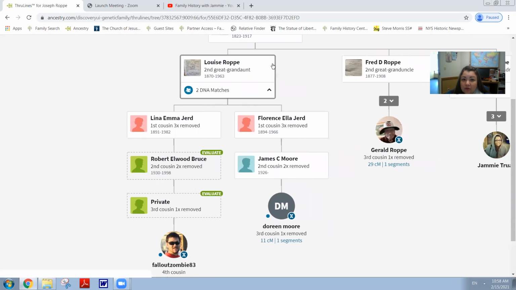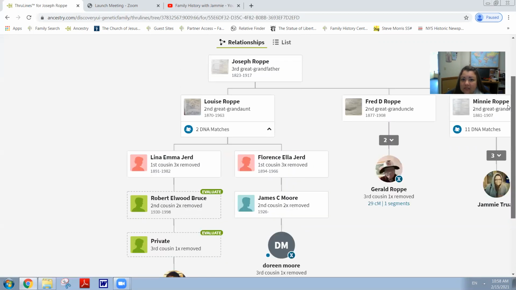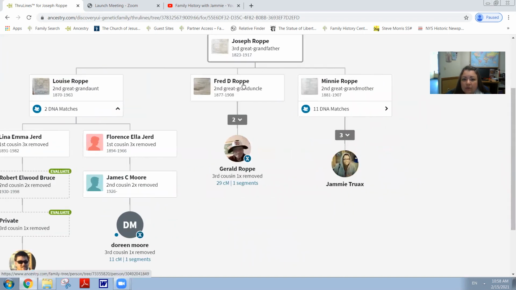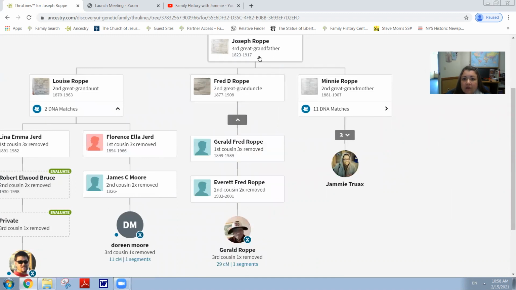But through my third great grandfather, right here, because we both have our trees up, I can see how I am related to this guy. Now, if I go over to right here, this is my third great grandfather's, his son's son, Gerald Rope, who took his DNA test, who is still alive. And this is how we're related. And I can go up the tree. I have all these people in my tree. I don't think I have him.